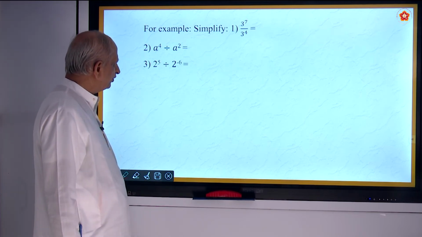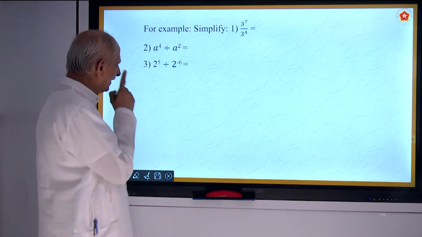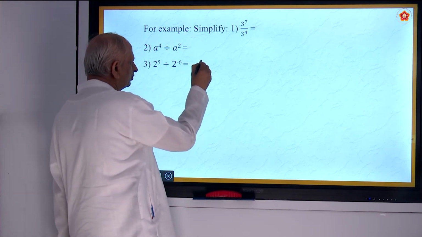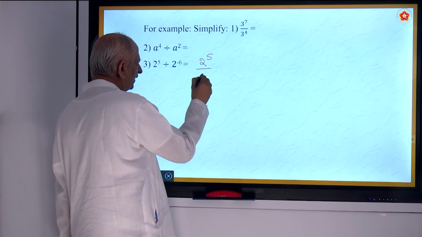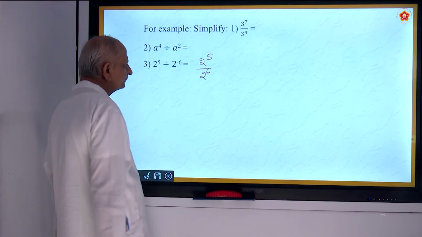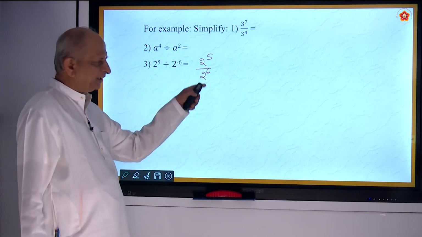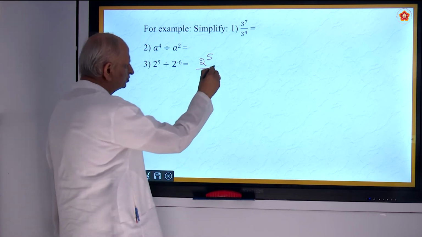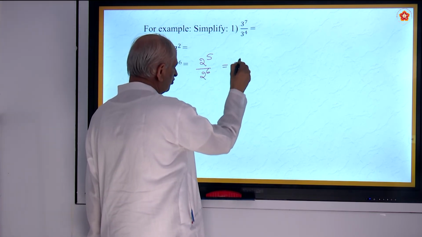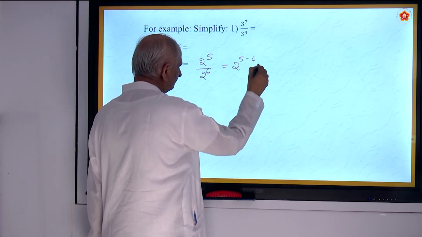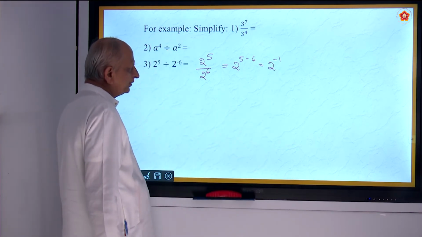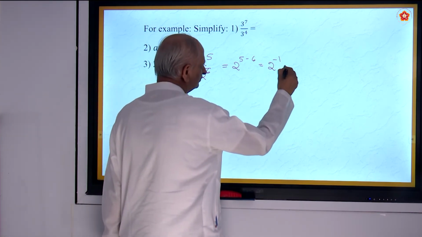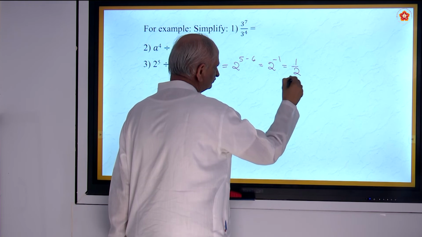And third one, 2 to the power of 5 by 2 to the power of minus 6. So 2 to the power of 5 by 2 to the power of 6. The minus 6, when you bring it down, it becomes plus 6. So 2 to the power of 5 minus 6. 2 to the power of minus 1. What do you mean 2 to the power of minus 1? 1 by 2.